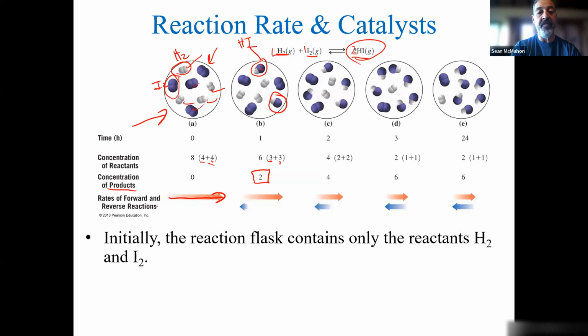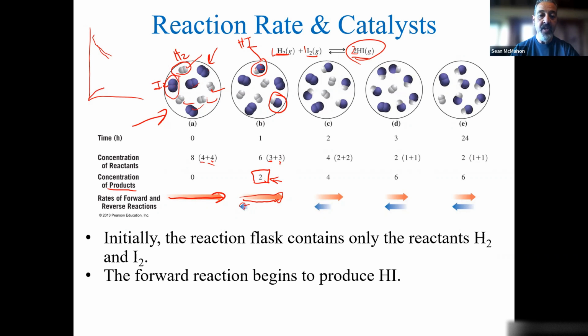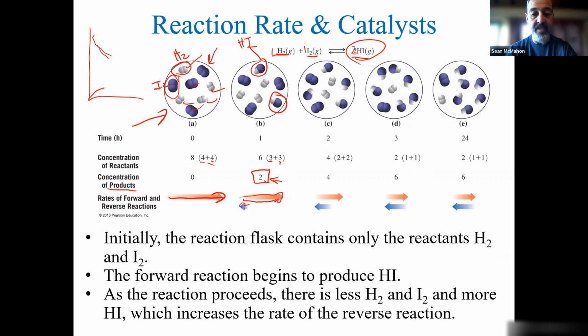So for the rates of the forward and reverse reaction, what you notice is the arrow for the forward direction has decreased a little bit. So in that previous slide, it's going down a little bit. And now the reverse is slightly building up because now I have a few of these that can actually start reacting as well. So the forward reaction begins to produce the HI, that's that second slide. And as the reaction proceeds, there's less H2 and I2, hydrogen and iodine, there's 6 versus 8. And I begin to produce and increase the rate of the reverse reaction. So now that I have 2 of the hydrogen iodide, I can produce this.